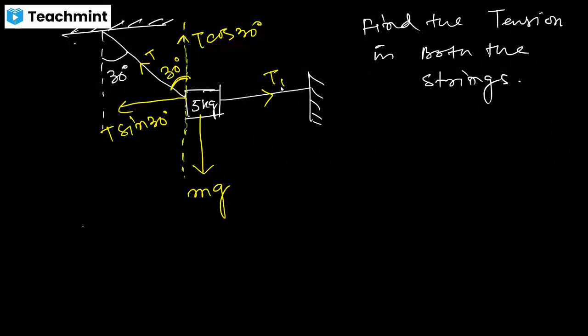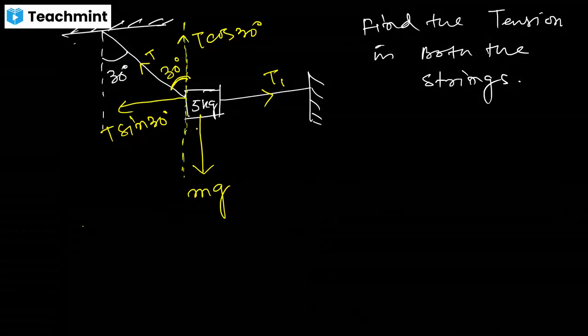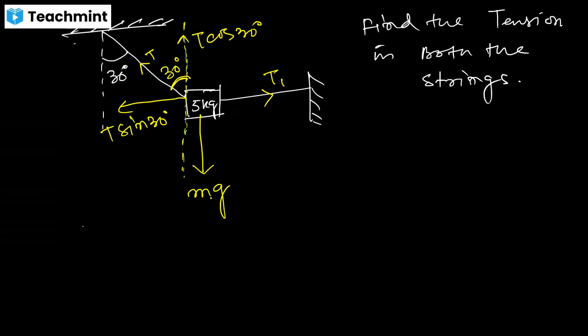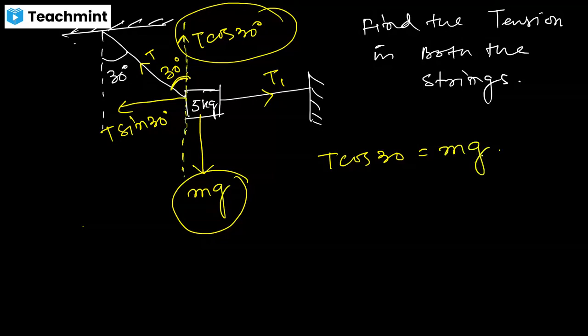Now what I have to do in this position is make all the forces equal. That means the upward forces will be equal to the downward forces. The forces acting on the left hand side will be equal to all the forces on the right hand side, because the object is in equilibrium. So I can make equal that this T cos 30 will be equal to this mg. That means the upward forces equal the downward forces. T cos 30 is equal to m into g.